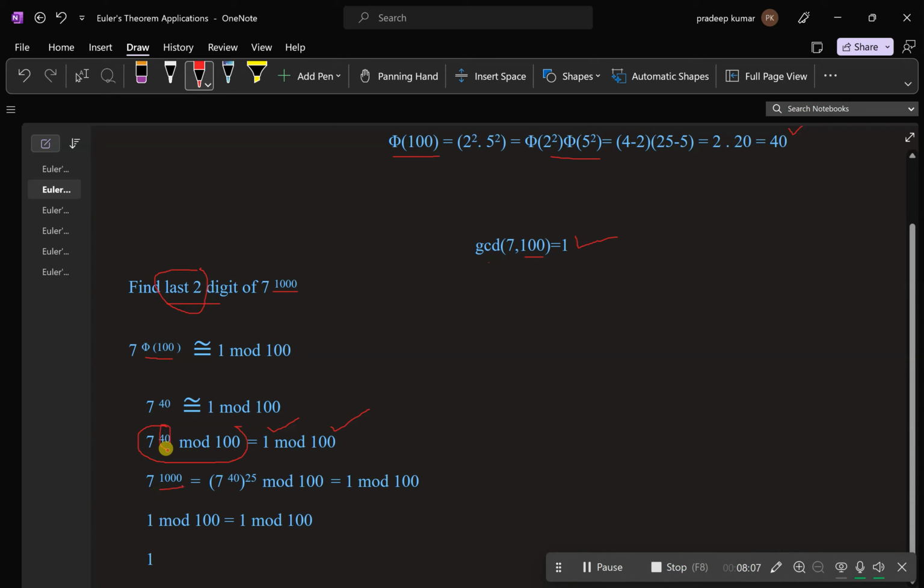Because I know the answer for 40, isn't it? So if you multiply 40 into 25, what will you get? Go ahead and check in your calculator. 40 into 25 is 1000. Why am I expressing in terms of 40? Because I know the answer for 40. So 7 to the power of 40 into 25 is 1000. If I substitute it, 7 to the power of 40, I already know, that is 1. So 1 raised to 25, again it is 1 itself. So the answer is 1.